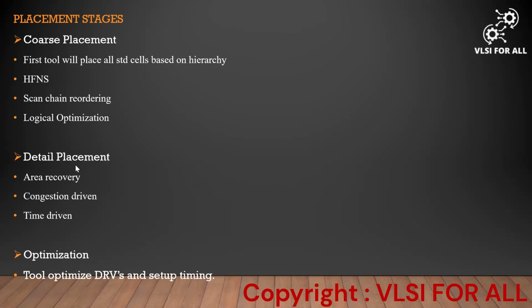Once all the standard cells are placed legally, in a smaller amount of area, and better in terms of congestion and timing, it will go for the optimization. Here again, the tool performs another round of optimization in order to optimize the DRV and setup timing. DRV means, as we know, max transition, max cap, and max fanout. So it will optimize all these three things. And after that, setup timing. For timing, it will improve the setup, because in the placement stage we check only setup. Since the clock is ideal, the clock tree isn't built, so we check only setup in this stage. So it will optimize these DRVs and setup timing.